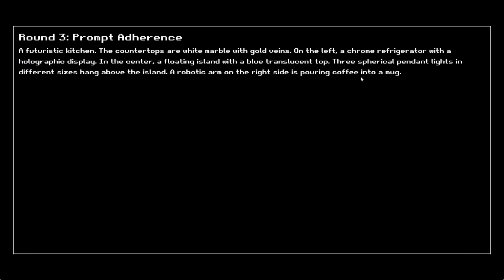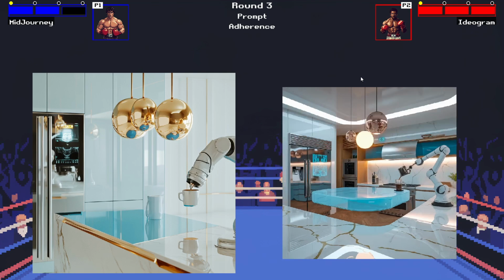All right, the next prompt is a futuristic kitchen. The countertops are white marble with gold veins. On the left, a chrome refrigerator with a holographic display. In the center, a floating island with a blue translucent top. Three spherical pendant lights in different sizes hang above the island. A robotic arm on the right side is pouring coffee into a mug. Let's take a look at both of these.